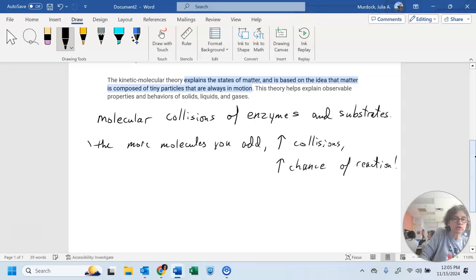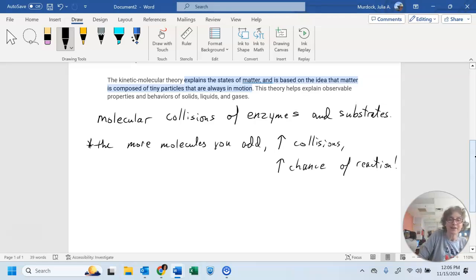So that's sort of what we're talking about here. And when we're talking about enzymes, that's a good thing, because the other way that you can increase collisions is to heat it up. And we can't put a living cell in boiling water, right? You can't heat up living cells. It's not good for them. But you can add more enzyme particles or more substrate particles, and that increases rate of reaction.